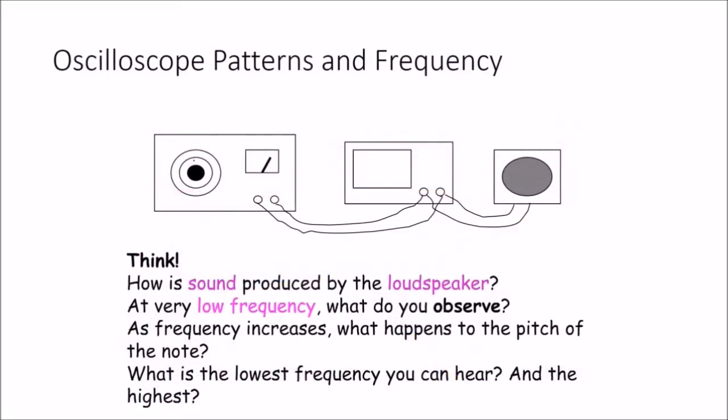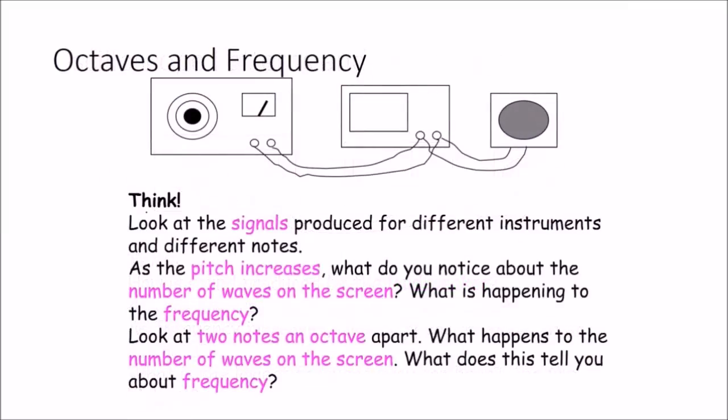The oscilloscope patterns and frequency, just think of this oscilloscope patterns and frequency. How is sound produced by this loudspeaker? At very low frequency, what do you observe? At frequency which is higher, what happens to the pitch of the note? What is the lowest frequency you can hear and the highest? Look at the signals produced for different instruments and different notes. So as the pitch increases, what do you notice about the number of waves on the screen? What is happening to the frequency?